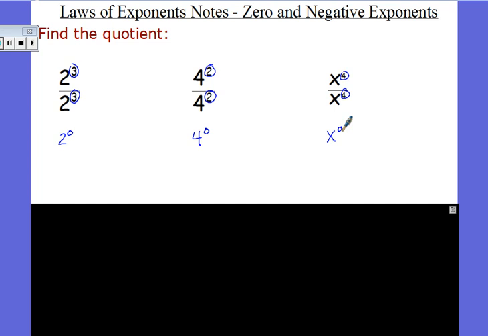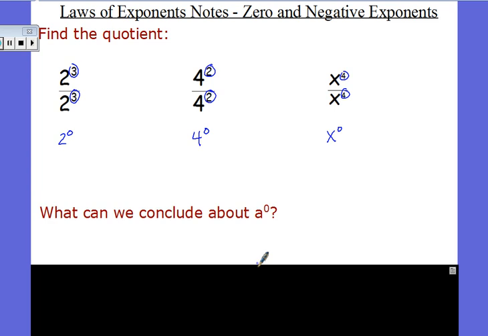And when we're looking at things like x to the 0, what we can conclude about a to the 0, that means we want none of the bases. And we know that anytime that we are getting rid of a base, if I did like 2 divided by 2 here, that would end up getting me 1. So 2 to the 0 is 1, 4 to the 0 is 1, and x to the 0 is 1.